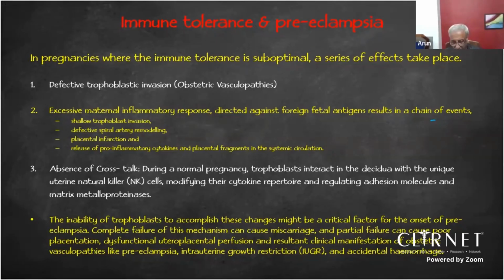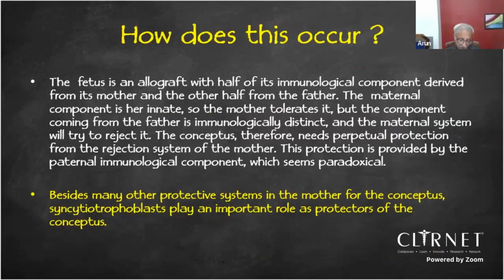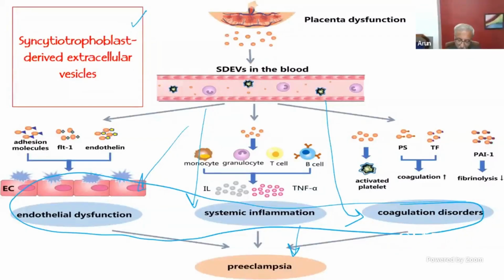What happens is there is a defective trophoblastic invasion, right? The second thing which happens is there is an excessive inflammatory response. Now, how does it do this? It is directed against foreign fetal antigen and results in a chain of events. This means there is shallow trophoblastic invasion, defective spiral artery remodeling, placental infarction, and release of pro-inflammatory cytokines, which we have understood. So systemic inflammation occurs, and coagulation factors are activated.